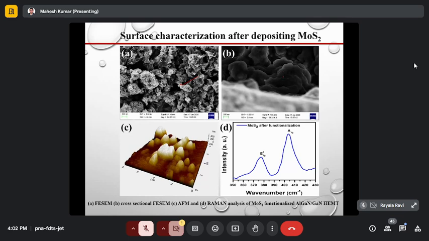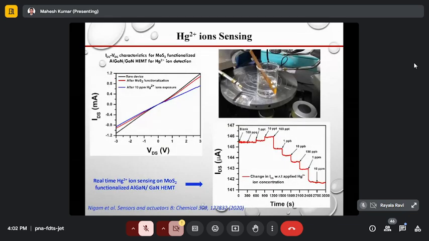So this is after transferring the MoS2. Here is our gate, and these are the flakes. And again in the MoS2 we got these peaks, confirming the transfer, because in the synthesis we used MoO3 powder, which is completely converted to MoS2 and successfully transferred on the gate.